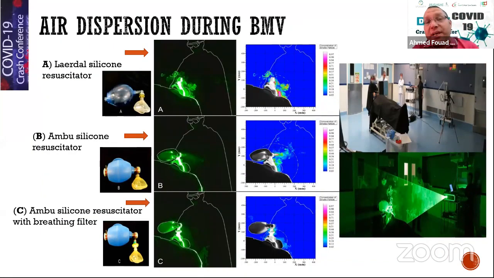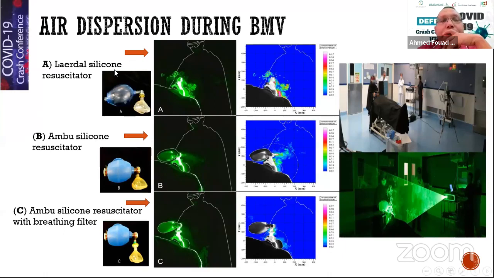Let us see how they found that. It was actually done through a simulator lab. This is a study done to check how far the air disperses during bag mask ventilation. If you can see it here, this is a simulation lab. This is a model like a patient, and this is the green light. It's checking the distance of the air dispersion during the bag mask ventilation.